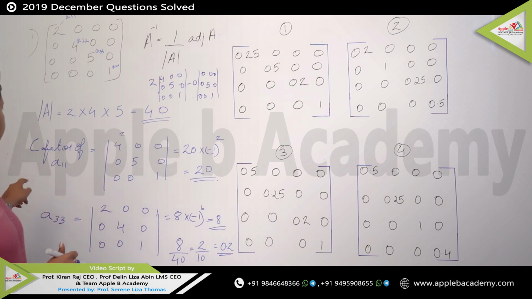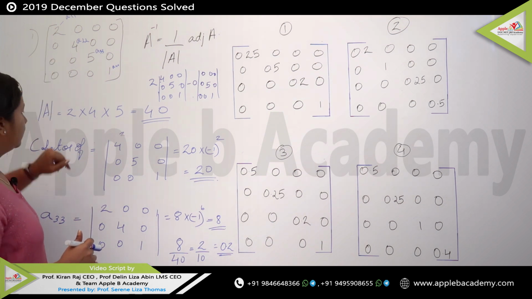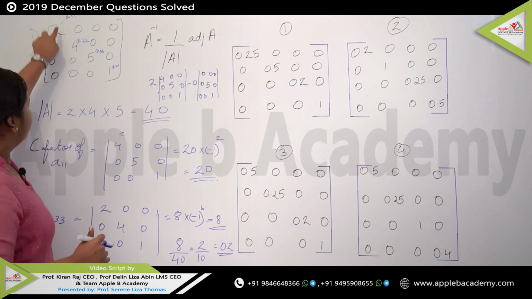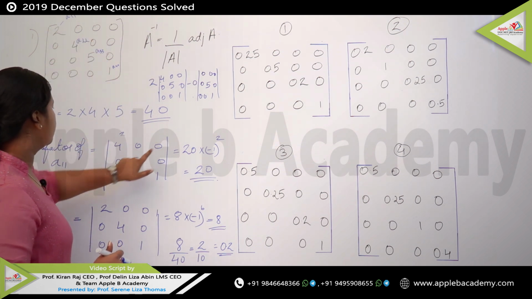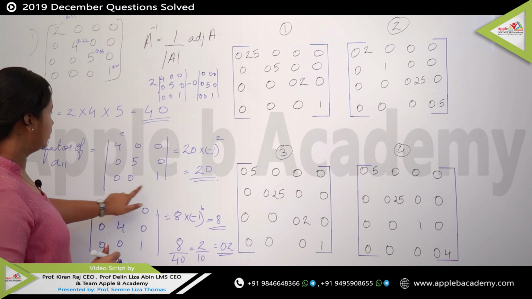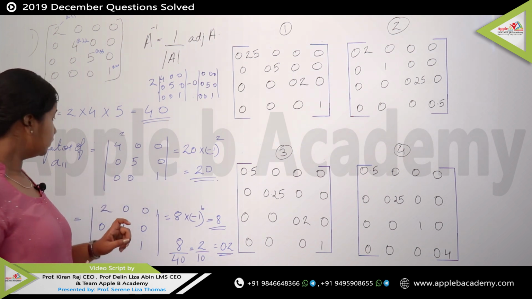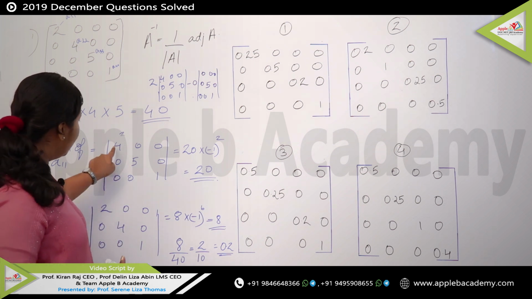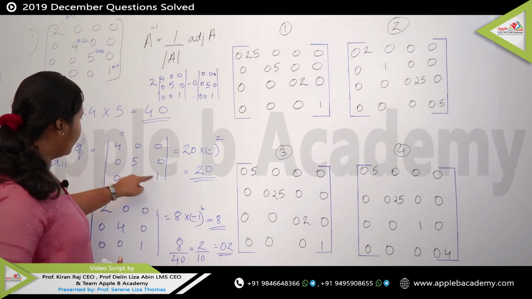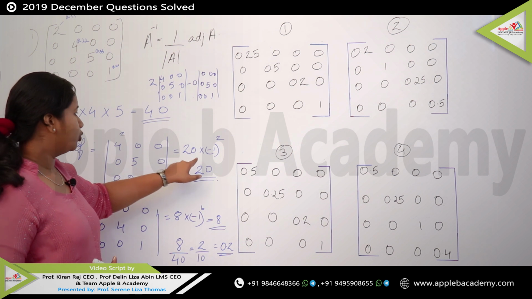So, if you look here, the cofactor of A11: while deleting this row and column, you get this 3 by 3 matrix, 4 0 0, 0 5 0, 0 0 1. Again, this is a diagonal matrix. So just multiply these numbers, 4 into 5 into 1, you get 20.